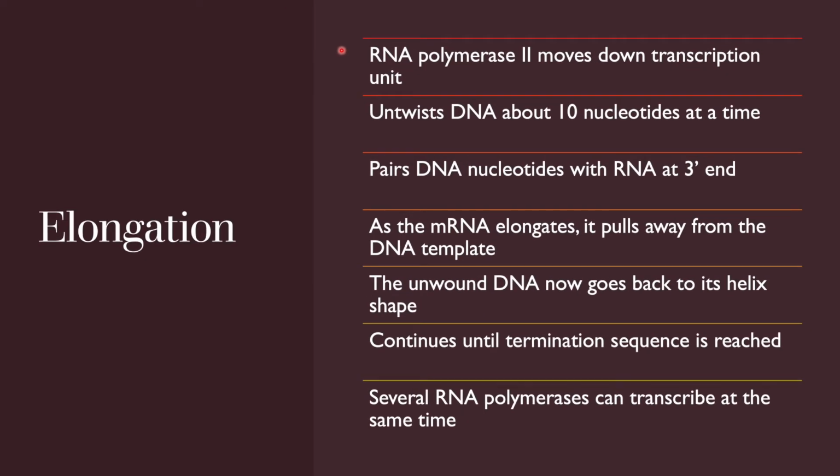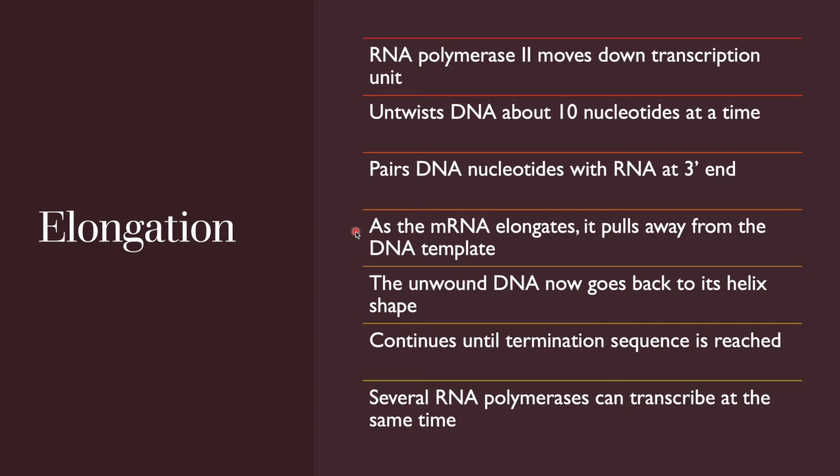The next stage is elongation. When transcription starts, RNA polymerase II moves down the DNA template. It untwists DNA segments around 10 nucleotides at a time. It then pairs the DNA nucleotides with complementary RNA nucleotides, adding only to the 3' end. So the mRNA molecule grows from 5' to 3'.